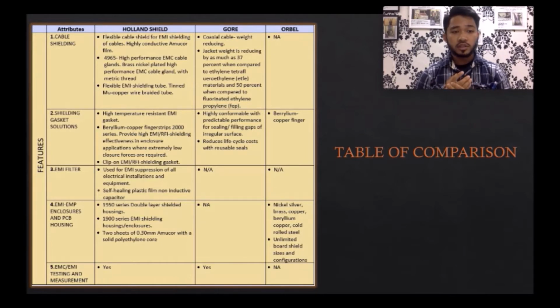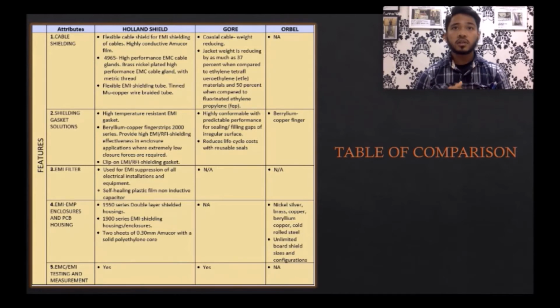The third attribute is the electromagnetic interference filter. Only Holland shield system company produce this filter. They use effective component like self-heating film, non-inductive capacitor. Next, for the fourth attribute is the EMI, EMP enclosures and PCB housing. For Holland shield company, they use 1950 series, which is double shielded housings, and 1900 series, which is EMI shielding housing. This attribute is not available in Gore company.